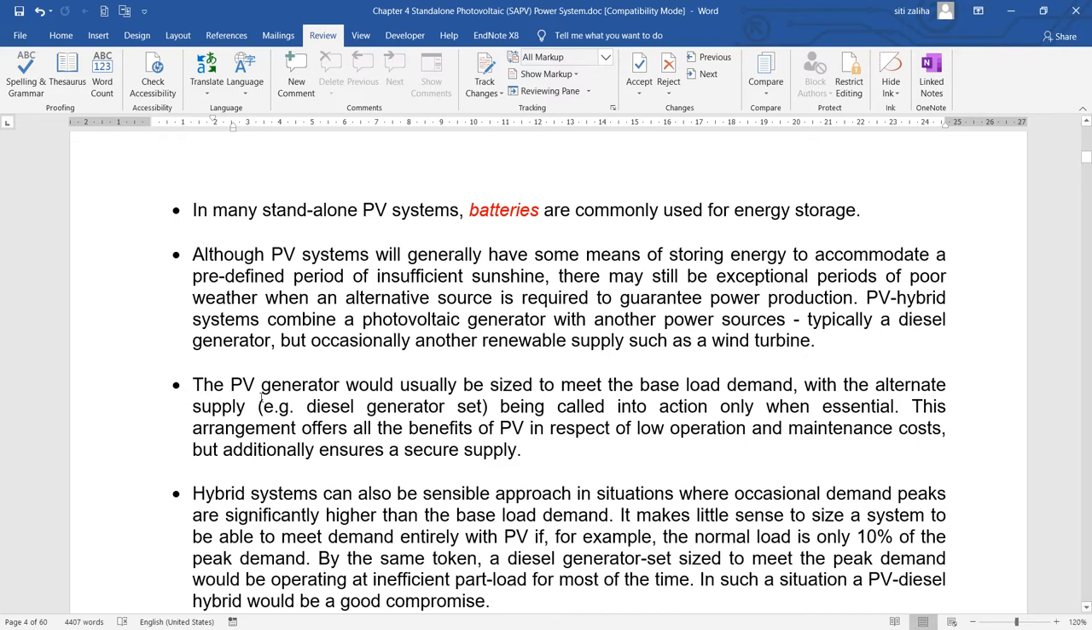The PV generator will usually be sized to meet the base load, with the alternative supply, for example a diesel generator set, being called into action only when essential. This arrangement offers all the benefits of PV in respect of low operation and maintenance costs, but additionally ensures a secure supply. So let's see an example of how this PV generator can support the base load.